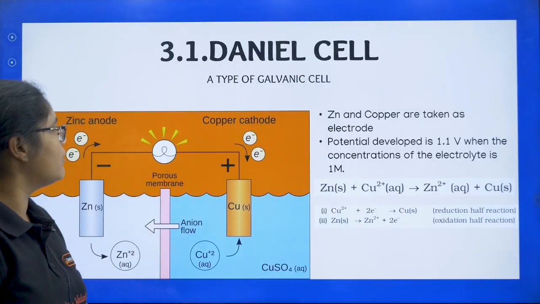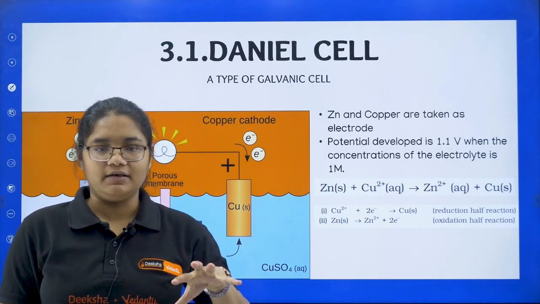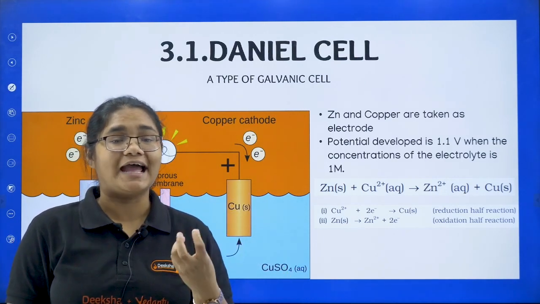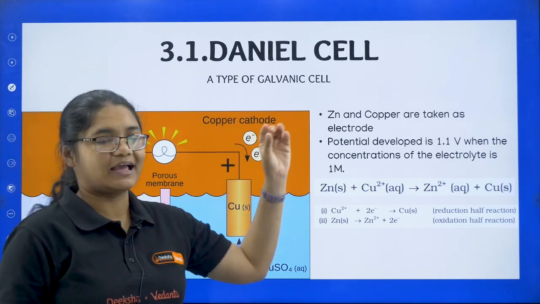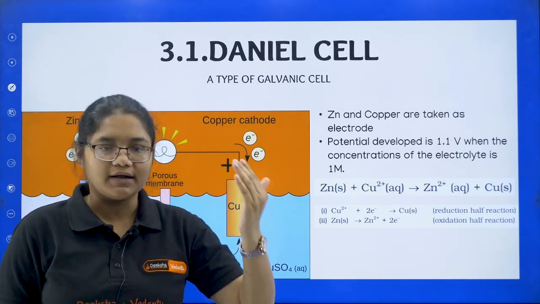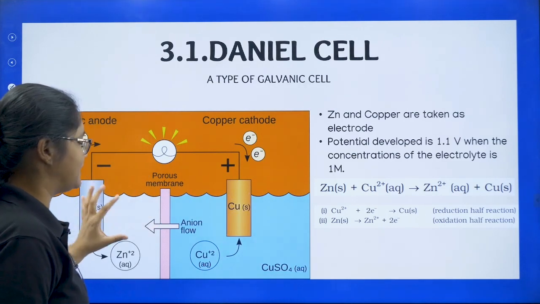Fine. So now we will talk about the Daniell cell. The Daniell cell is an example of a galvanic cell, or it is a type of galvanic cell. You will understand what I am saying after some time. Let's first understand this Daniell cell.